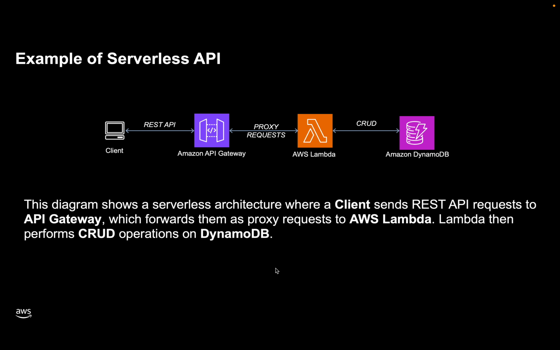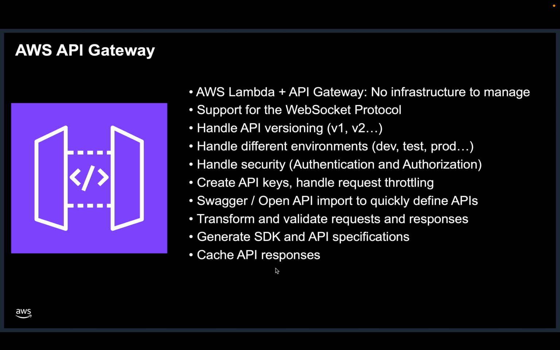Then the code in the AWS Lambda function is going to make CRUD operations. The CRUD operations in DynamoDB are create, read, update, and delete operations in Amazon DynamoDB. This is something that can be completely built as a serverless application, which we call a serverless API. It's an example of that.